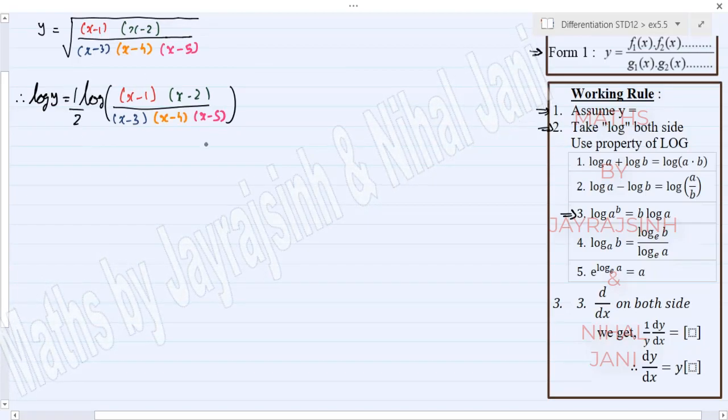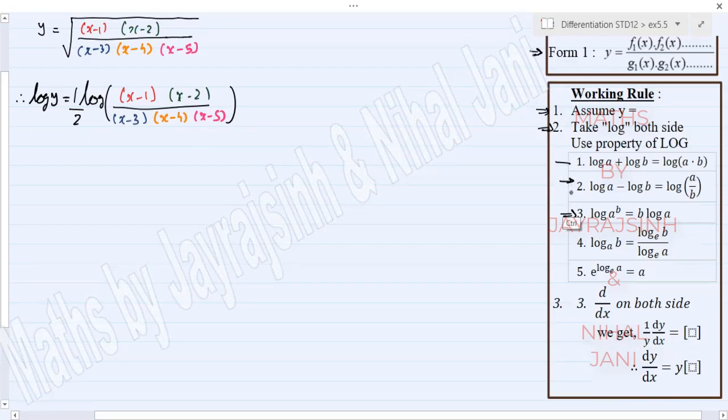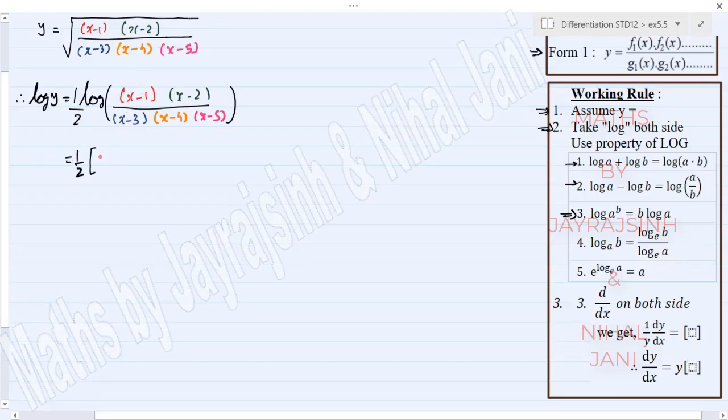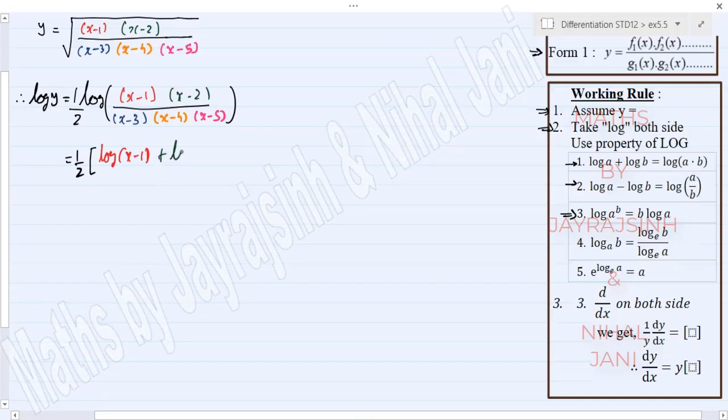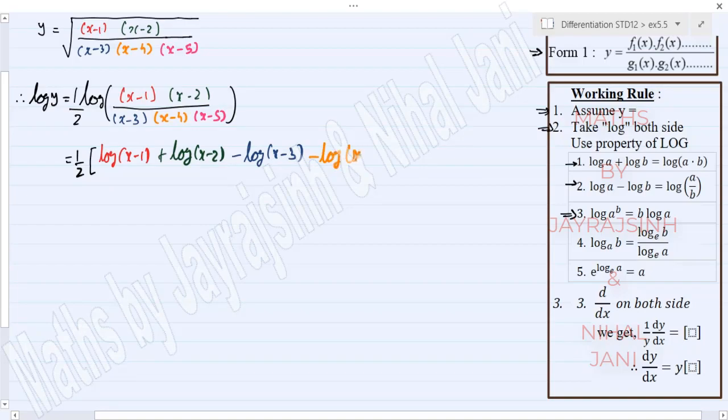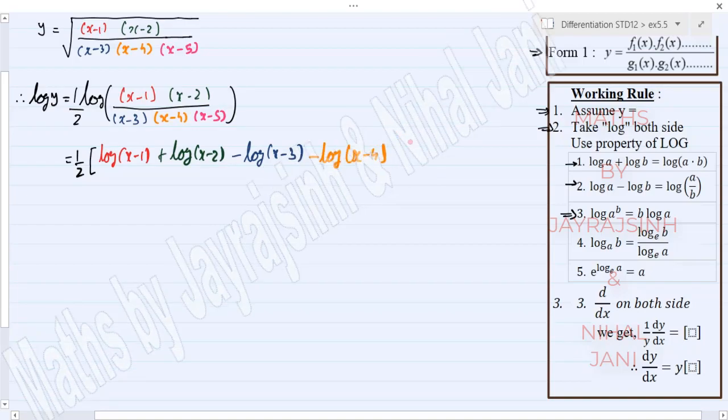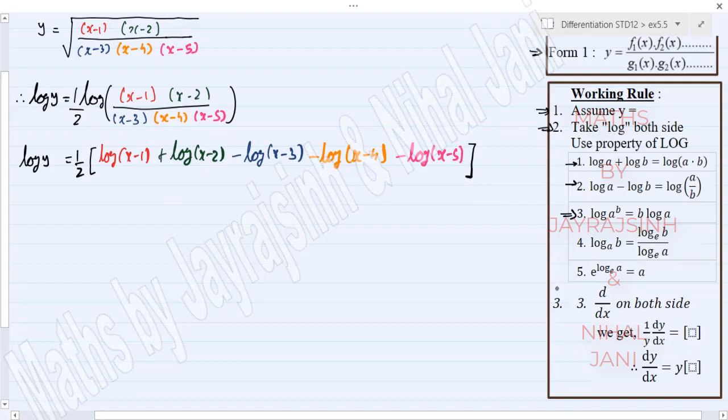Now, to simplify our bracket, we have to use the first and second property. This 1 by 2 will be as it is. Then log x minus 1 plus log x minus 2 minus log x minus 3 minus log x minus 4 minus log x minus 5. So we complete our second step.